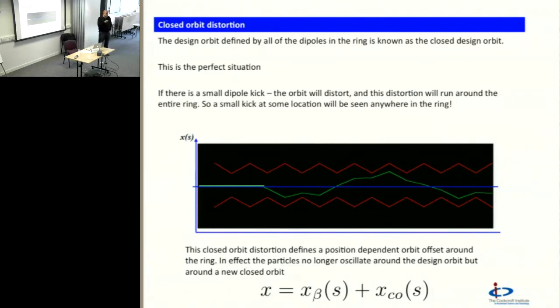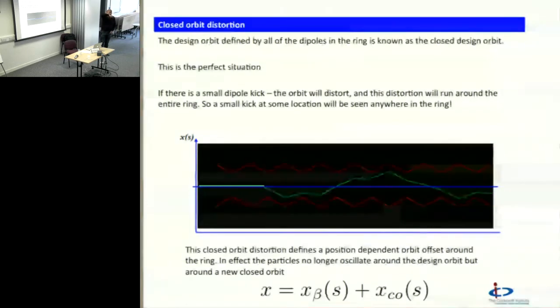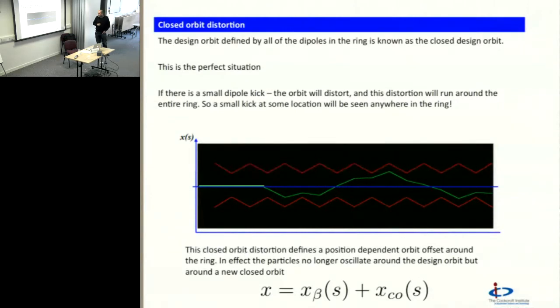This kick is going to shift the orbit around which we're oscillating by a certain amount around the entire ring. So in some sense, the position of our particle is now an oscillating component, the Betatron oscillation, plus a shift. And this shift depends on S, because this shift oscillates around the ring, and it's called the closed orbit distortion. So the motion of the particle before had one bit, its oscillation around the ideal orbit. Now we've got oscillations around the ideal orbit plus an extra shift from the distortion of the ideal orbit. See what I mean? I know it's quite funny.